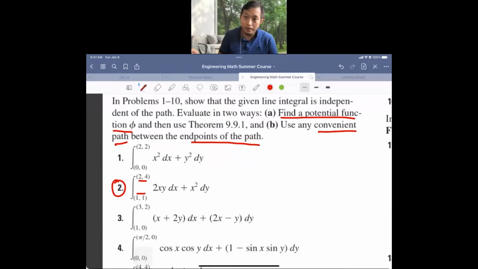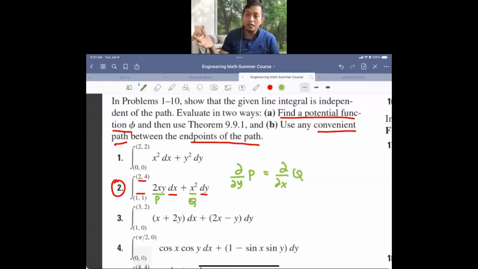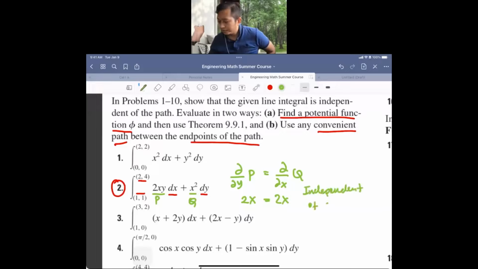First we need to make sure that the integral is independent of the path. Independent means, remember the exact equation in differential equations, that's what we are going to do. So we look at this 2xy as p and x squared as q. Since this is dx and dy, we need to make sure that the partial of p with respect to y is equal to the partial of q with respect to x. If it's equal, then it's independent of path. Sometimes I give you questions that are not independent, so you need to be careful. So first take this, and this becomes 2x, and q becomes 2x, so it's equal, so it's independent of path.